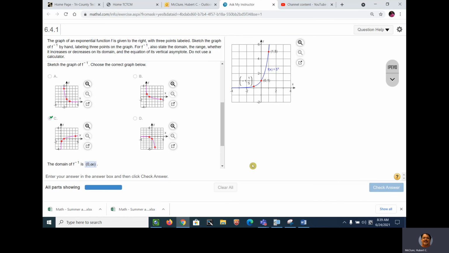Could be. In fact, it's a pretty good test question because it shows you the whole thing about an inverse.